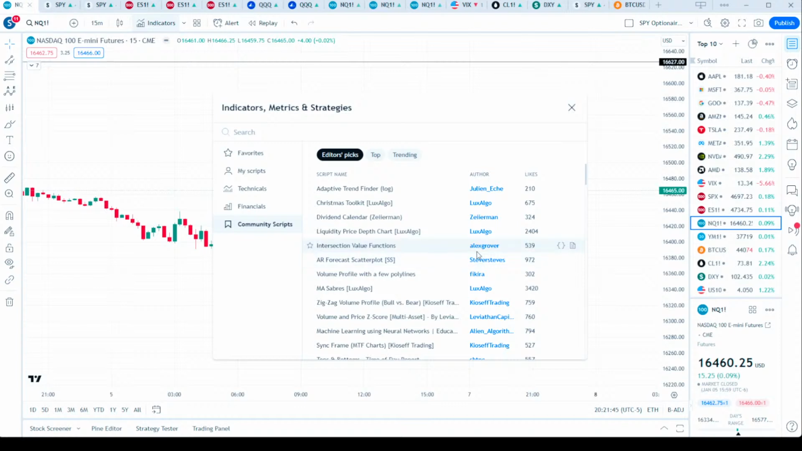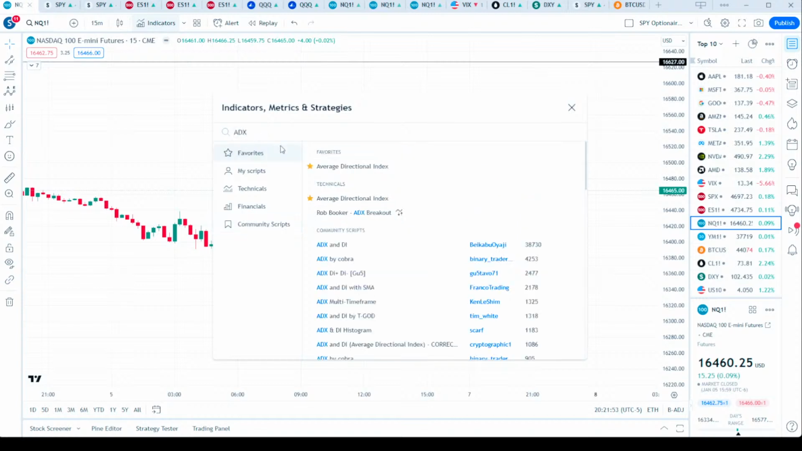Let's say we wanted to find an ADX. I already have one I'm going to show you later, but let's say we wanted to find an ADX. You just put in ADX. So here you go. This one right here is the one I'm going to show you later. On the ADX here, this is under technicals, you can see this is the TradingView based ADX.